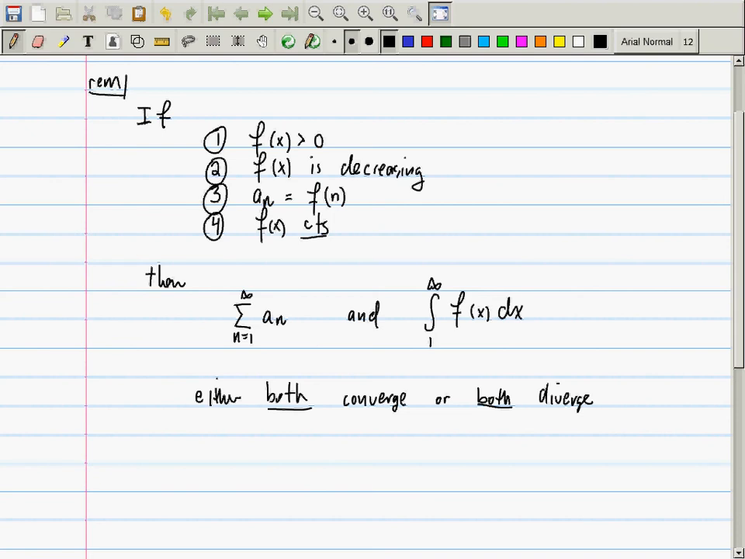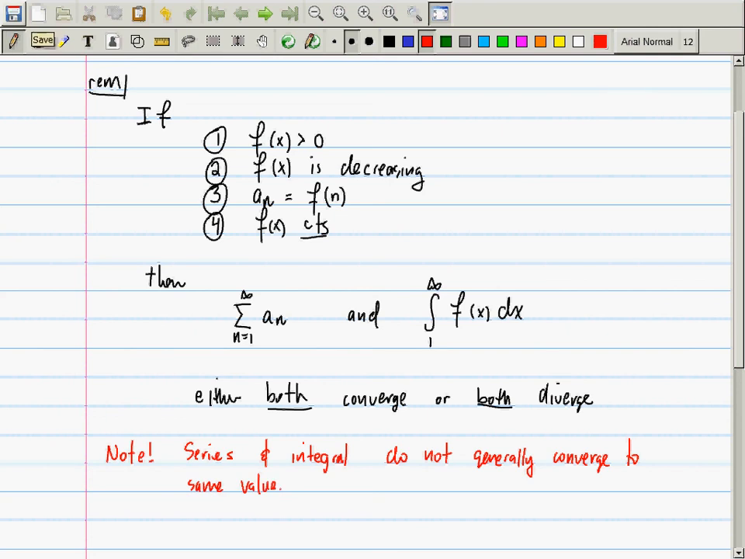So I'm going to say that here. So then note: the series and integral do not generally converge to the same thing, if they happen to converge at all. What this is saying, and all that this is saying, is that if all these conditions are met, then they both converge or they both diverge.